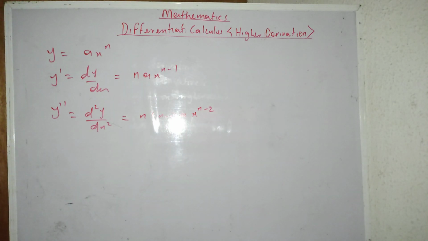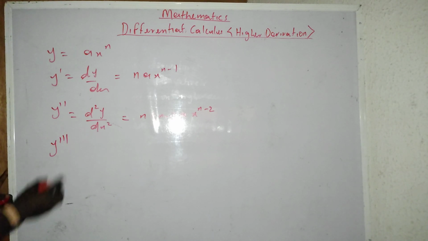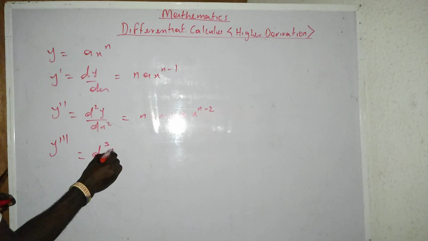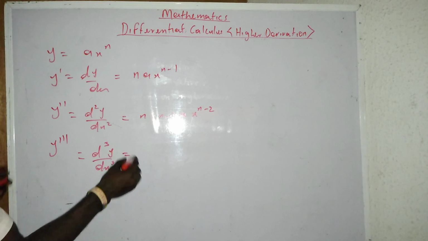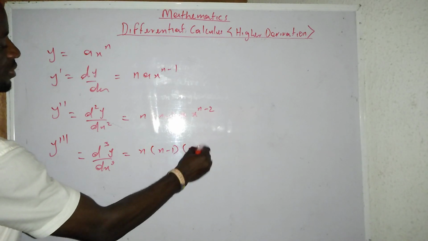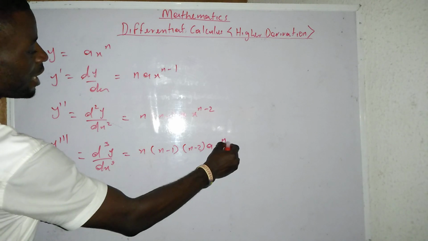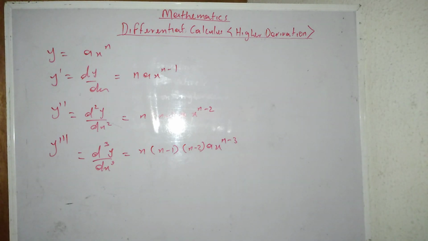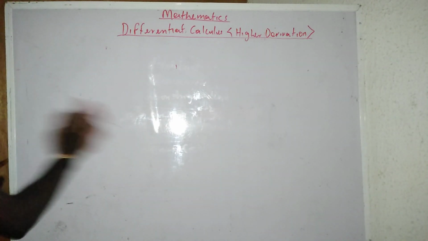Now, by doing this, I'm working towards higher derivatives. I can do it a third time, which I have y triple prime, which can also be written as d cubed y, which is a times n times (n minus 1) times (n minus 2), a x raised to the power n minus 3, and so on and so forth. Now, that is what I'm referring to as higher derivatives. This is not stopping at 1, not stopping at 2, not stopping at 3. I can continue to the nth term.